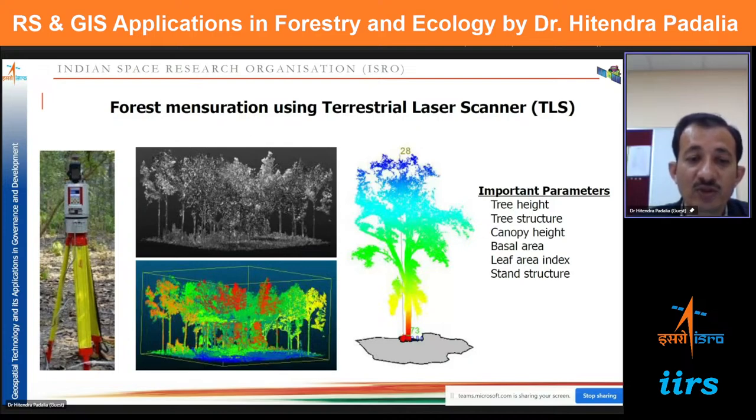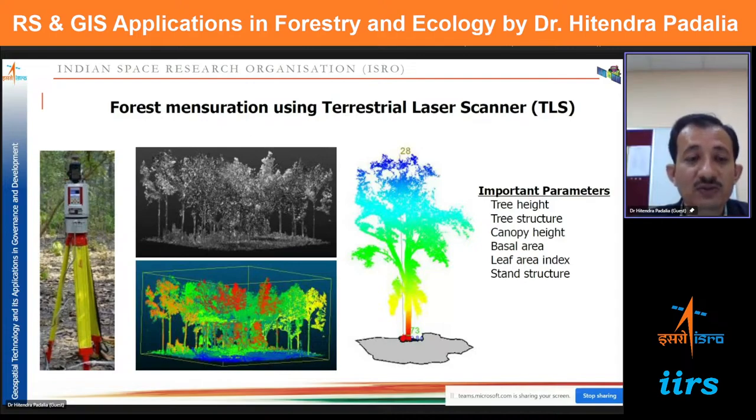The other aspect is, if you have a 3D structure of a forest, you can also understand the ecology of many animals, birds, and arboreal mammals, etc. So this also is a very important aspect. This type of data, LiDAR data, is very useful in ecological studies.